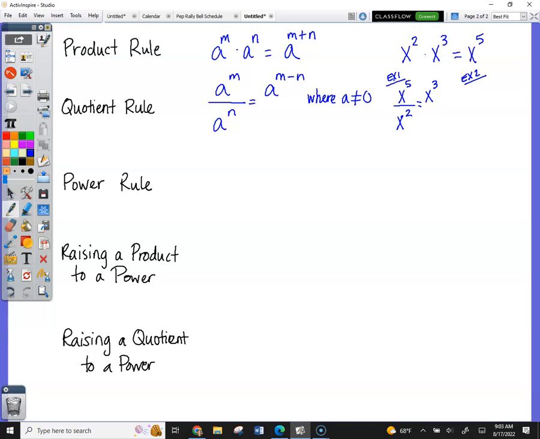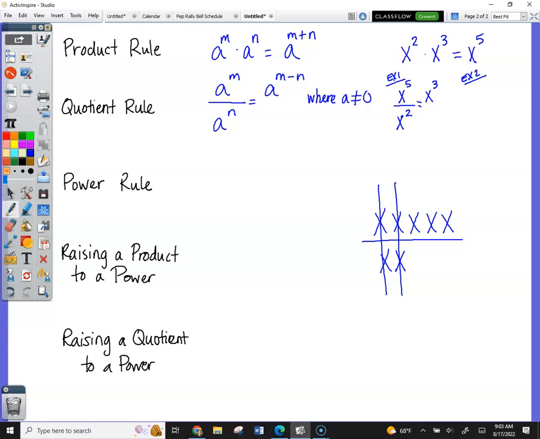Don't overthink that either. Write it in expanded form. X to the 5th over x squared. You see it now? Cancels. What's left? X cubed. Where is it? On top. So don't overthink it.